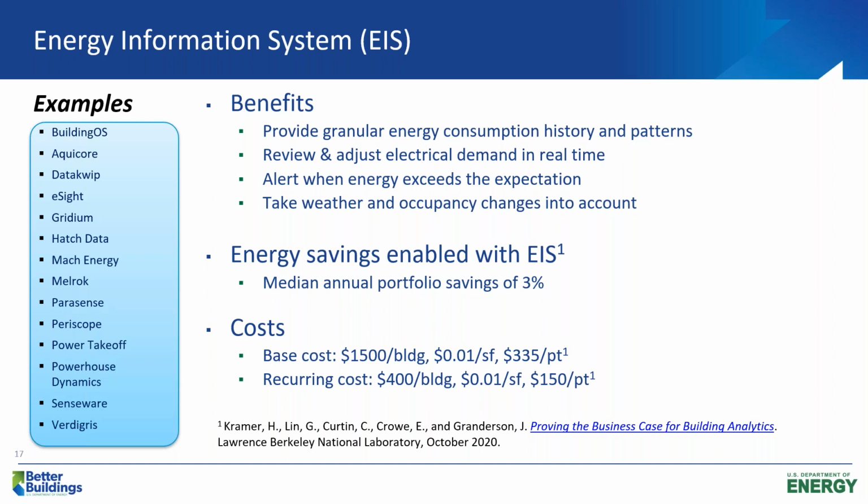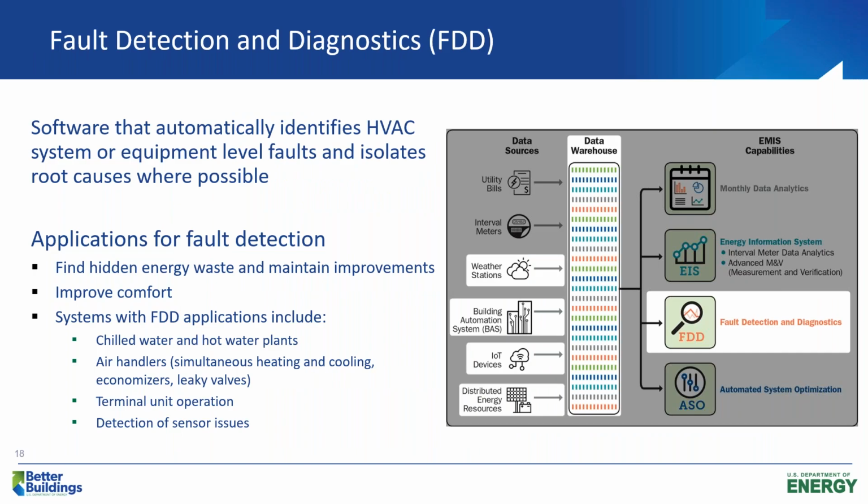All right, next slide. We are going to move on now to the third category of fault detection and diagnostics. You may have heard of FDD software that automatically identifies equipment faults and tells you what the potential causes of those faults are. The hidden energy waste in buildings is enormous. So even if a building has a new building automation system, there always seems to be a lot of savings to be had, and it's not easy to find.